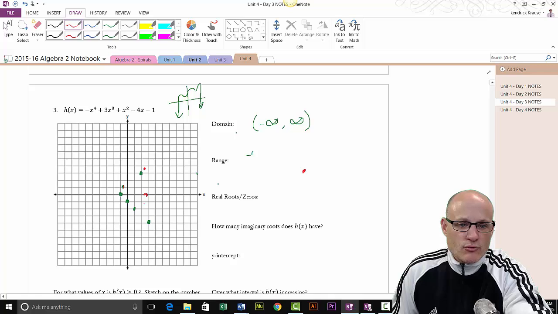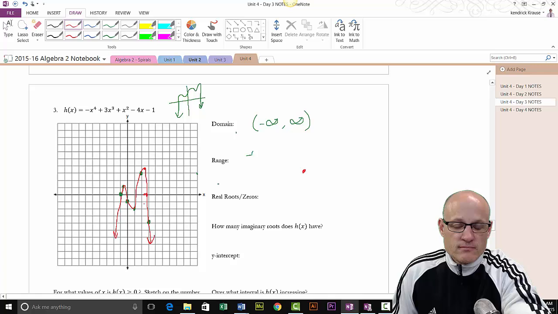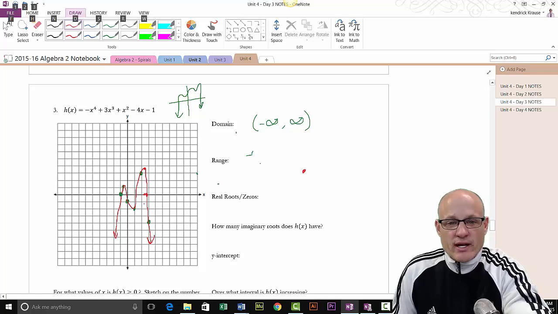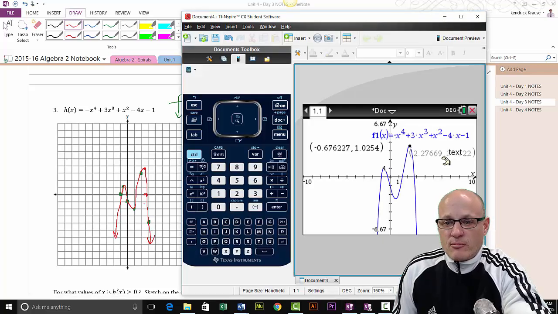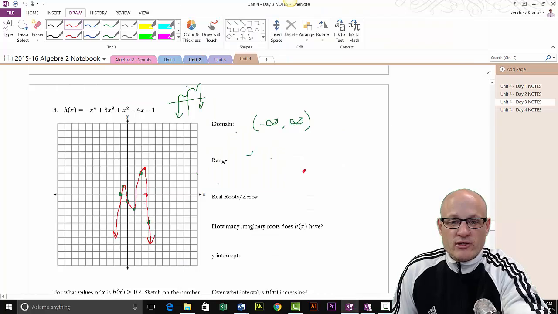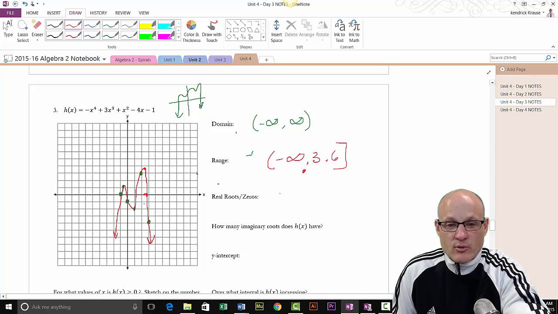So here's how it goes. Comes down. Then this is a point where it's a relative max. And then I have a relative min at this point, and then I go back up here, and I go back down there, and I graph. So that's what it should look like. So the range, though, and we said that this maximum point was 3.6. So our range is from negative infinity to 3.6, and we'll include that point.